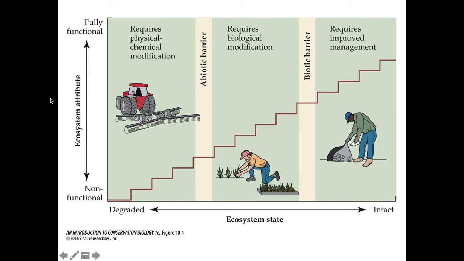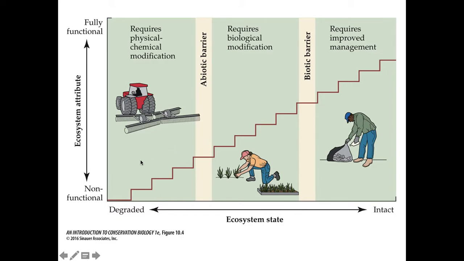So we have ecosystem attribute on the y-axis going from non-functional to fully functional. So we basically want to move the ecosystem all the way up to here, and we want to change the ecosystem state from degraded to intact. And these stair steps represent different actions that we can make. So the first thing is this site is really degraded. So the first thing we might need to do is some kind of physical chemical modification. So we're trying to get past this abiotic barrier that allows us to add species.